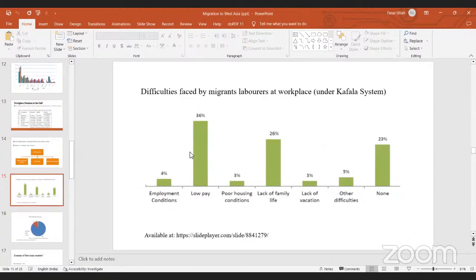So, the difficulties faced by migrant laborers at the workplace under the kafala system. This survey was done in 2012. So the survey clearly reveals that 4% of the migrants think that their employment conditions are difficult, 36% cite difficulties faced by low pay workers, 3% is the poor housing condition, 26% is lack of family life, 3% talks about the lack of vacations, and 5% other difficulties. And there are 23% of the Indians who say that they don't have any difficulties to face in the Gulf region.